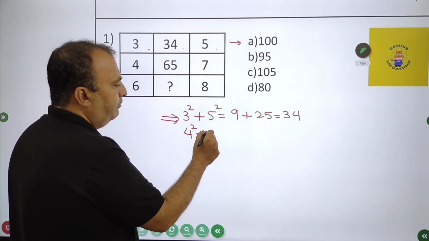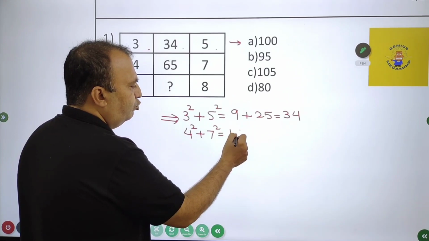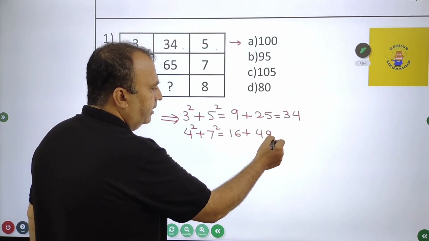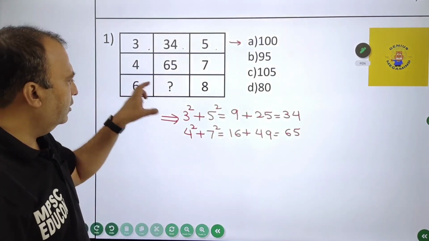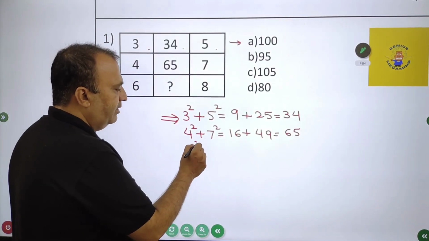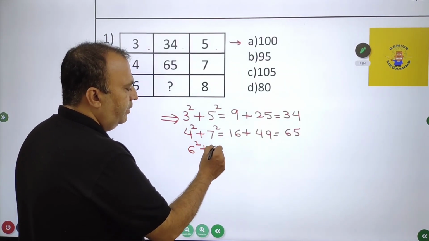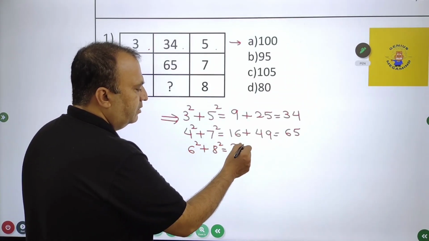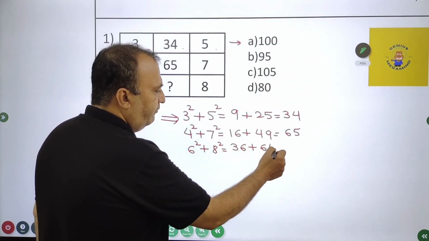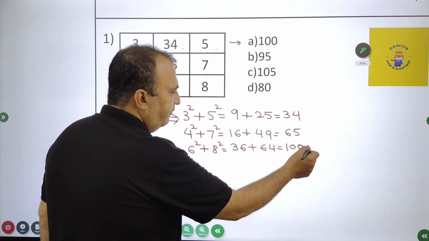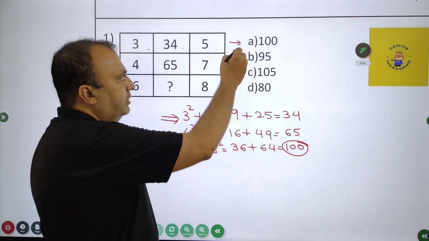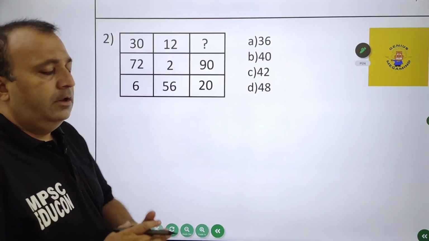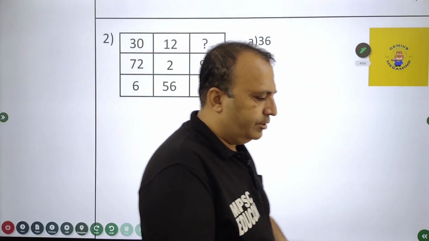4 square plus 7 square is equal to 16 plus 49, and the addition will come out to be 65. Now for the third row, I am going to apply the same kind of logic. 6 square plus 8 square. So it will be 36 plus 64. And 36 plus 64, my friends, is 100. So obviously the answer for this question is Apple.